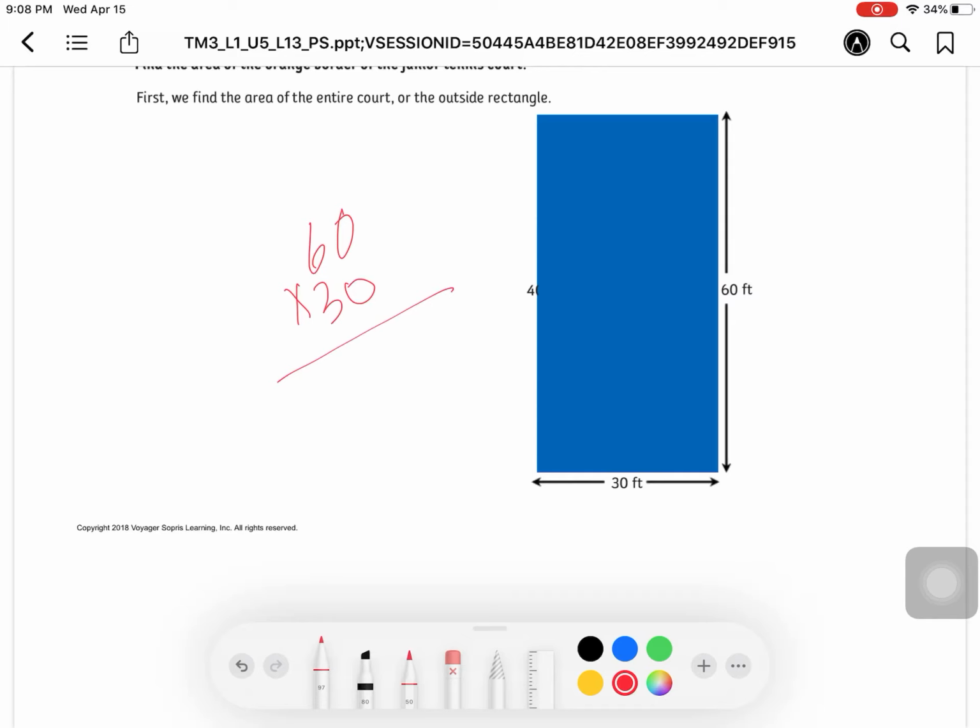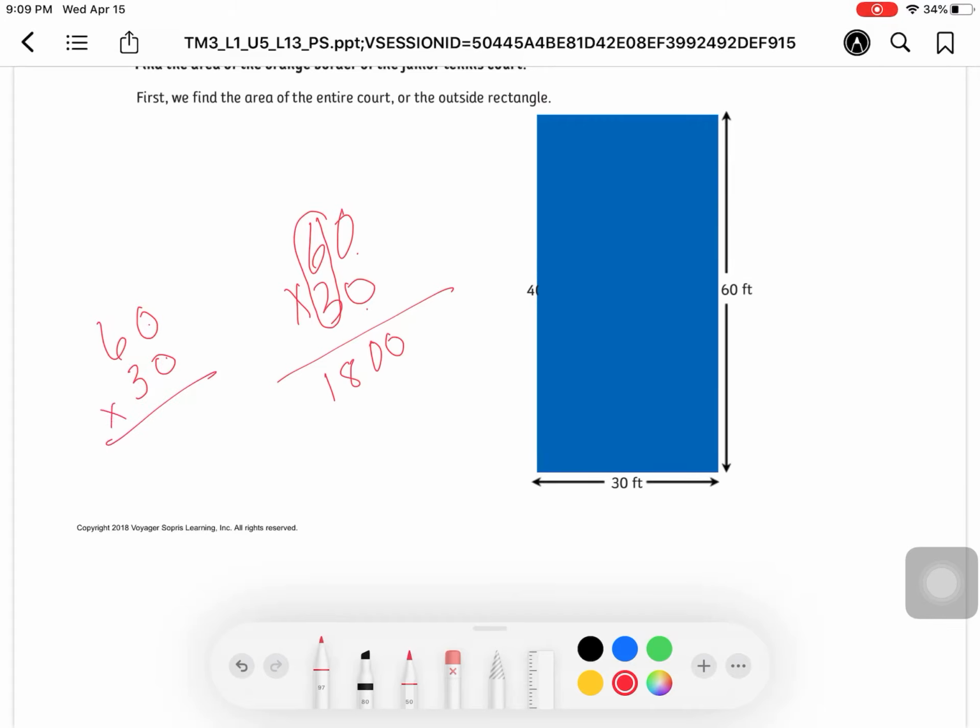So I know this is an extended fact. If I want to just look at these two because there's zeros on the end, I know 6 times 3 is 18. And I got to make sure that I account for both of those zeros. So I have 1,800. You could go through and do the math.